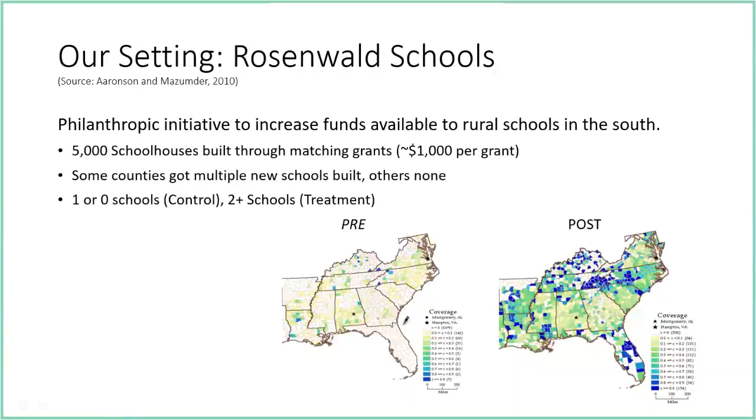In a nutshell, we're going to get into the actual implementation using a regression in a second, but in a nutshell, what we're going to do in a difference in difference is sort of compare how did the counties who did have schools built fare relative to the counties who did not have schools built.